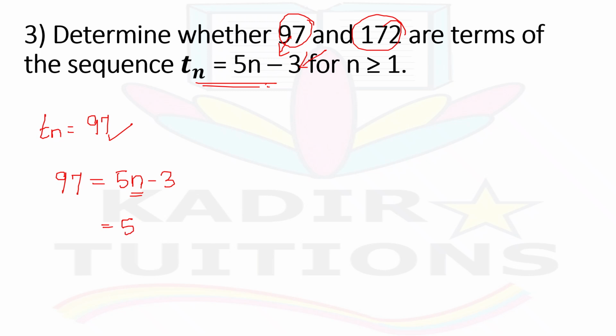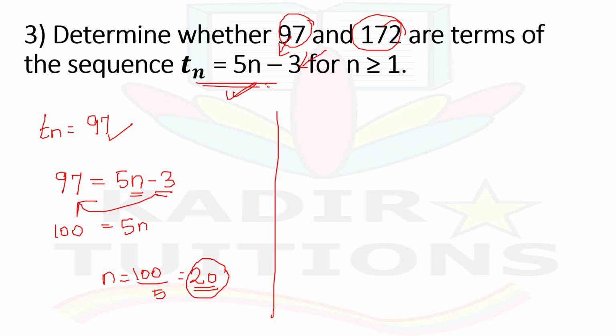So 5n we will keep this side only. This minus 3 will move to the other side, so it will become plus 3. So it is 100. So n equal to 100 by 5, so we'll be getting the answer as 20. So we are getting the n value as a whole number. Yes, then 97 can belong to the sequence Tn equal to 5n minus 3.